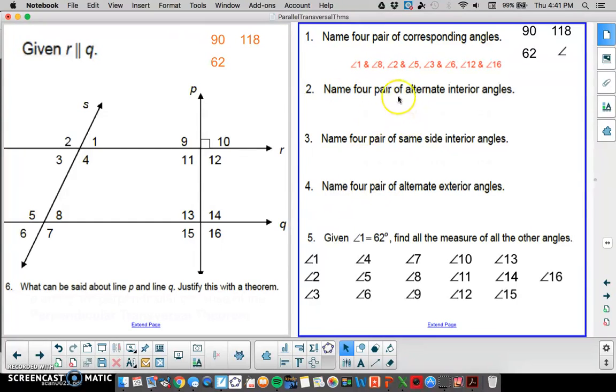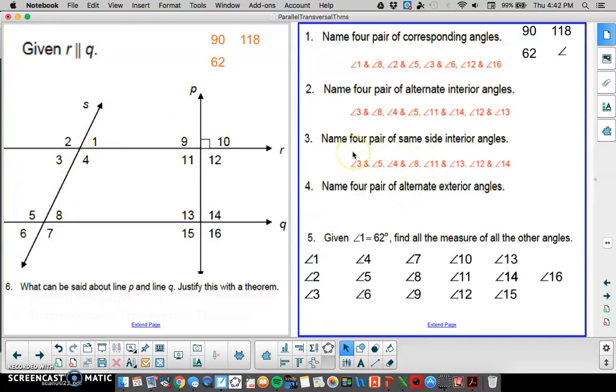Now, name a pair of alternate interior angles. 3 and 8, 4 and 5, 11 and 14, and 12 and 13. If I were to turn this over on its side, we would be interior to S and P, and 1 and 11 would be considered alternate interior angles. R would be the transversal that cuts through S and P.